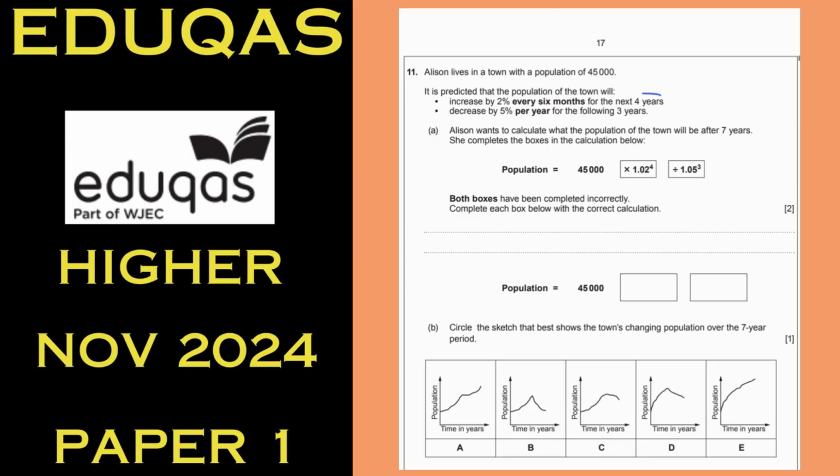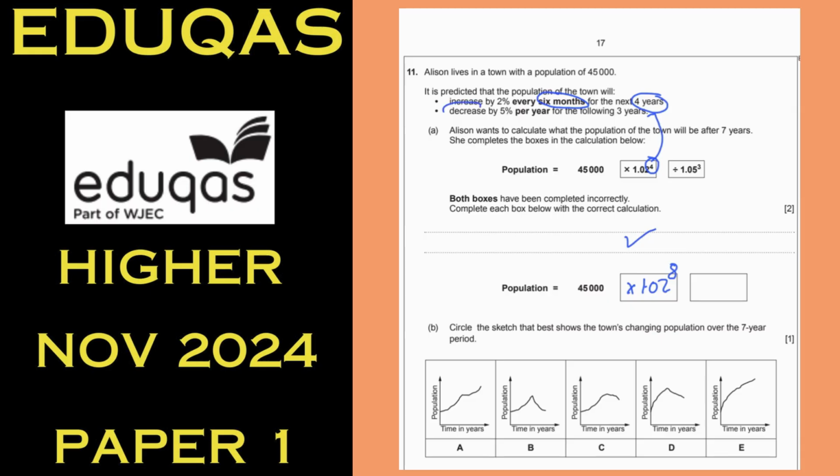Now there's the clue. That's in years. That's in months. Whoops. 4 years, 6 months will be 4 times 2. You actually should have a power of 8 there. That should be 1.02. They've got the multiplier correct, 2% increase, but they've got the number of 6-month periods wrong. They've put the number of years in. It's not what we're talking about. That power needs to be 8 for your first mark.